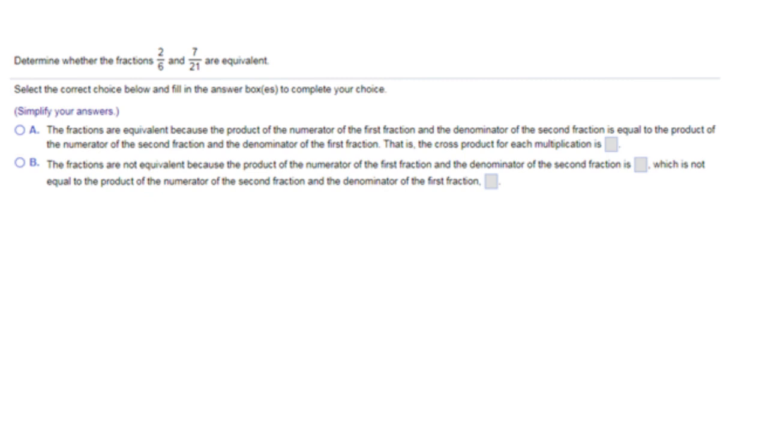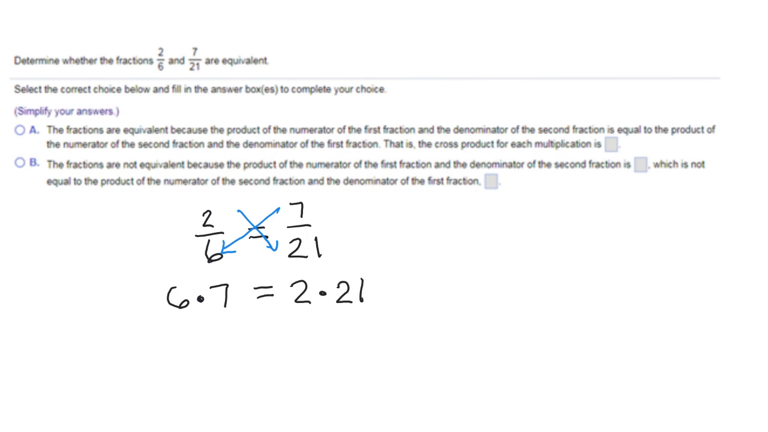Determine whether the fractions 2/6 and 7/21 are equivalent. So once again, we can do our cross product. I will just set this up. 2/6 is equal to 7/21. We will complete a cross product, which will give me 6 times 7 on the left here equal to 2 times 21. So 6 times 7 is 42, which is indeed equal to the right-hand side. 2 times 21 is 42. That gives us that true statement.